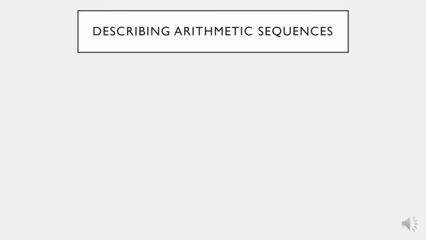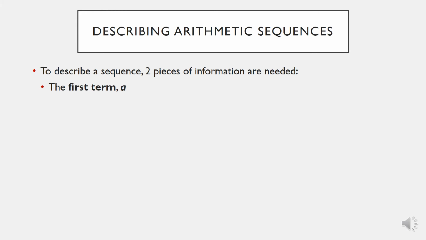Now, describing arithmetic sequences. To describe a sequence, 2 pieces of information are needed. The first one is the first term, which is A, or as we saw previously, it could be called T1 also. And the common difference, so the change from term to term, D. You need to know that.